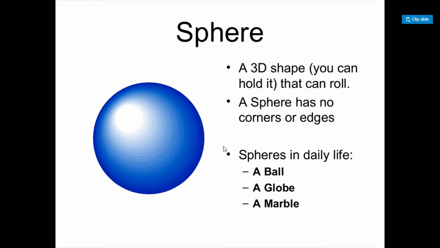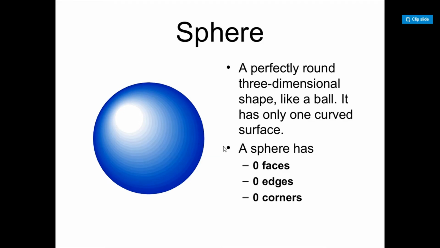Let's proceed with another solid figure, or 3D figure. We call this one a sphere. A sphere is a 3D shape that you can also hold and you can also roll. A sphere has no corners. It does not have any edges. An example of a sphere in our daily life is a ball, a globe, or a marble.